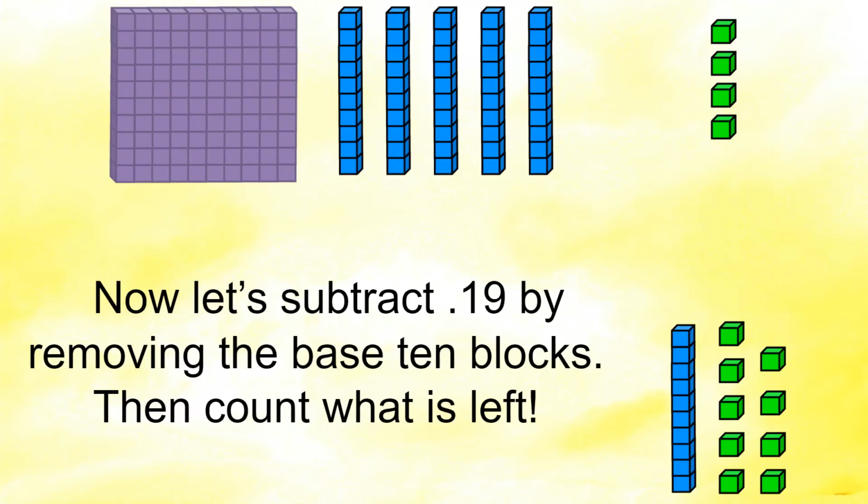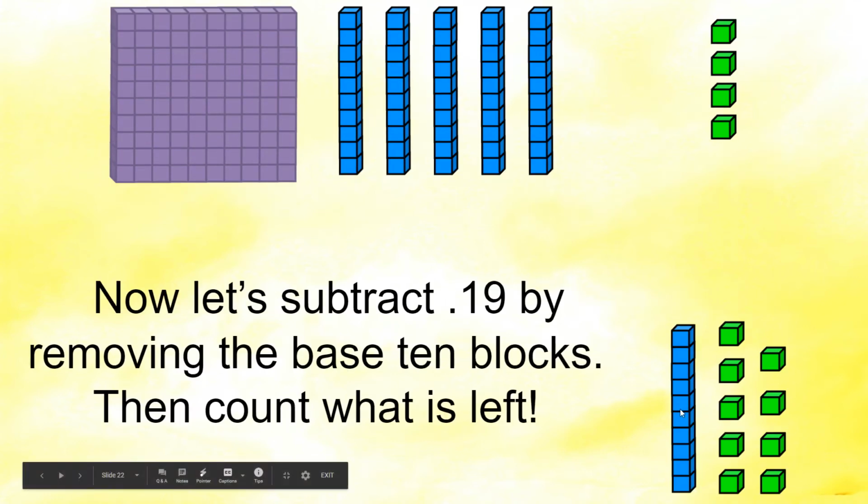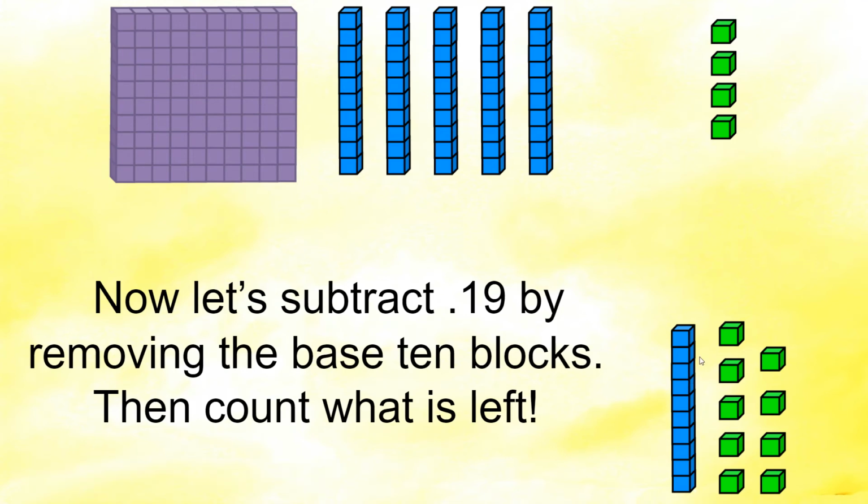Now I'm going to subtract those away. So I bring those down here. And then I can count what's left. So let's see what's left. I have 1 whole, 5 rods, and 4 ones. Therefore, I have 1.54, or 1 and 54 hundredths.